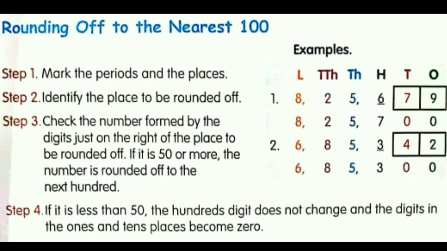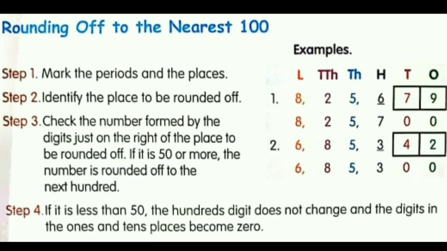Now which place do we need to round off? We need to round off to the nearest 100. So on the 100 place there is 6. So we just need to look at 679 only. Now take a look at the extreme right side of the 100 place, that is the tens and ones place. The tens and ones place has 79 in it. So 79 is obviously more than 50.